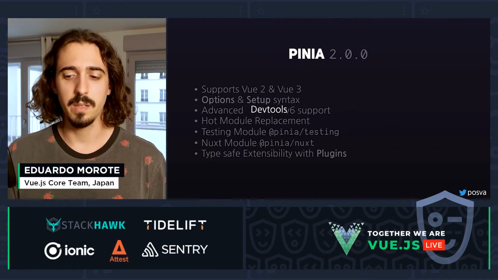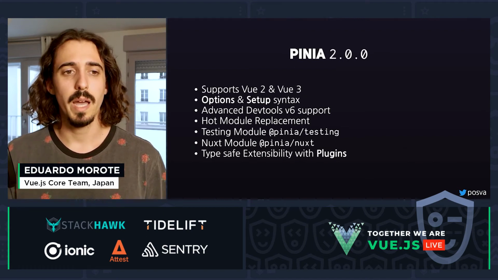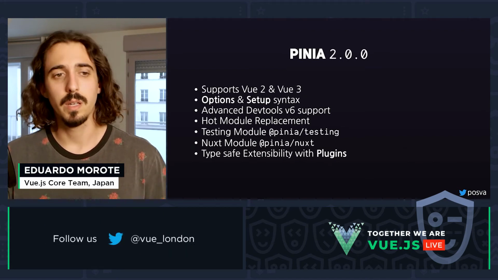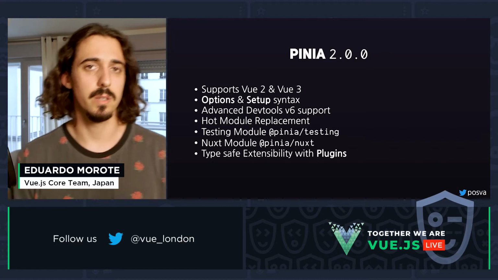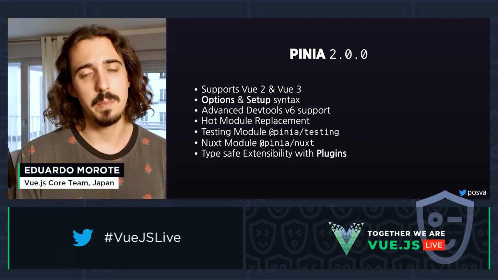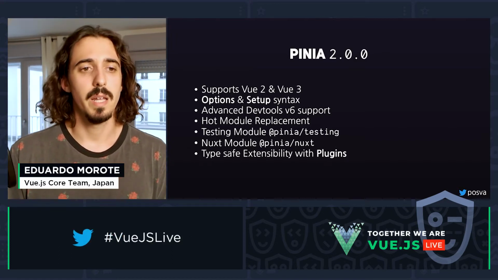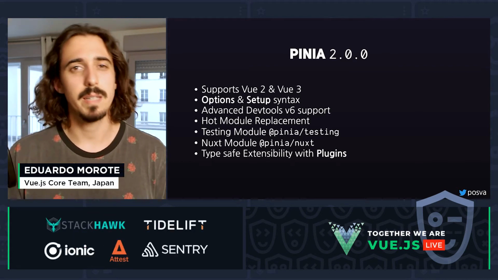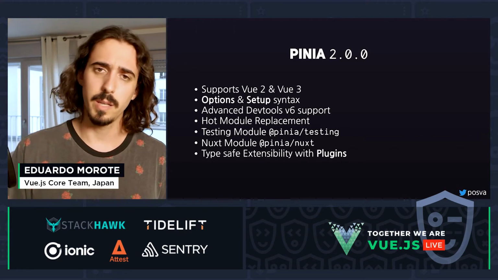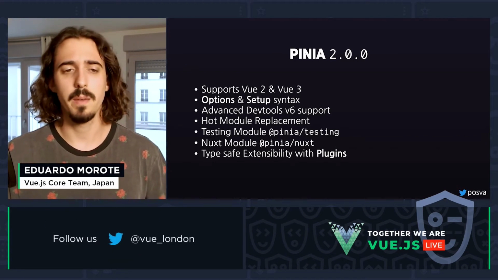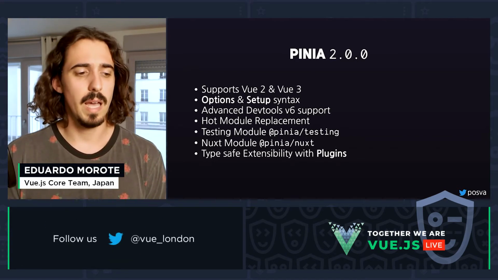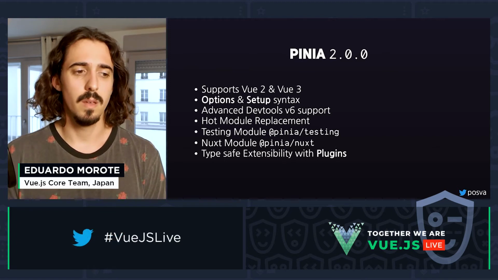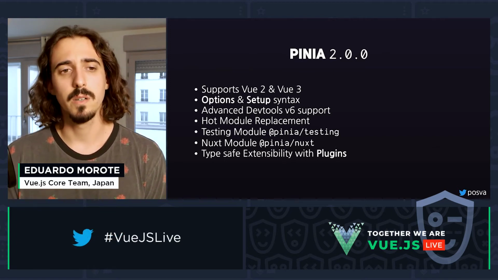Today, with Pinia, we have support for Vue 2 and Vue 3. We have two different syntaxes we can use. We have the option API and we have the setup syntax, which we're going to see later. And we have a very advanced DevTools support for version 6. So we have a timeline. We can inspect per component. We can inspect all the stores. We can modify them. We have hot module replacement with a very simple one-liner for your stores.